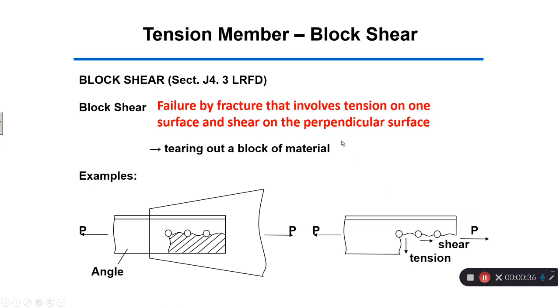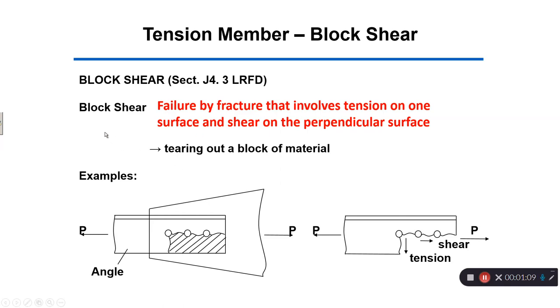Block shear is actually covered in Chapter J in your AISC steel design manual. Meanwhile, the yield limit state and fracture or rupture limit states are included in Chapter D. So in this section, we're going to check Chapter J in the steel specifications.